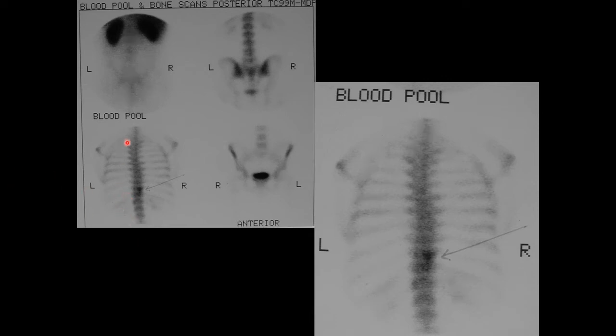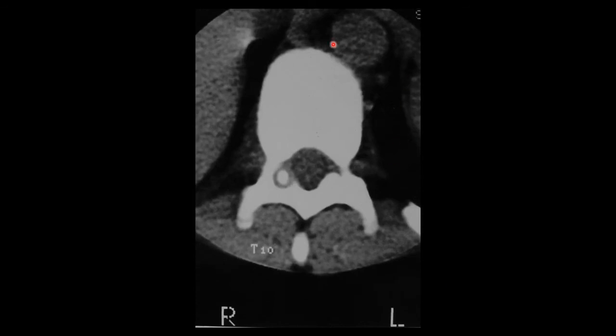and you can see that after 2 to 4 hours, all the bones have taken up this technetium 99 phosphate, but where there's increased metabolic activity, there's increased density. And we now can see this is roughly in the area on the right at T9 or 10, and we can do a localized CT scan and identify this lesion.